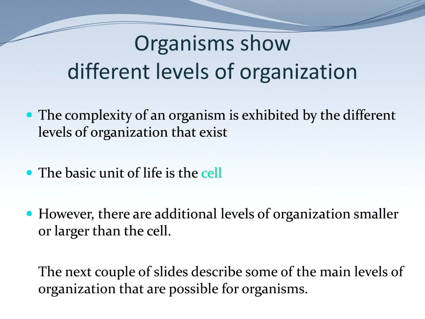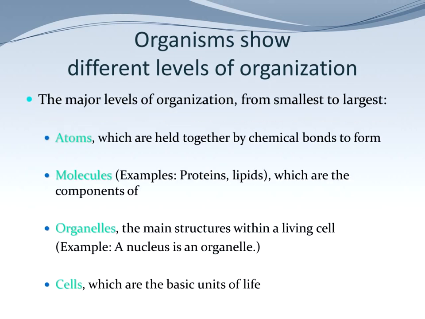One level of organization exhibited by all organisms is that they are made of cells. This is one of the three basic principles that are part of the cell theory. However, there are many other levels of organization that are either smaller or larger than the level of the cell. These next few slides describe some of these levels of organization.